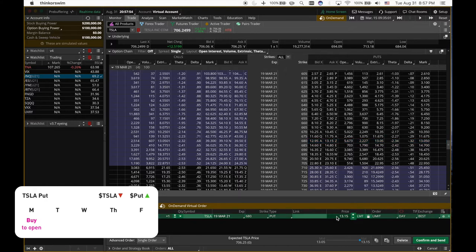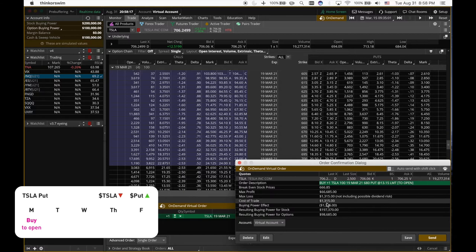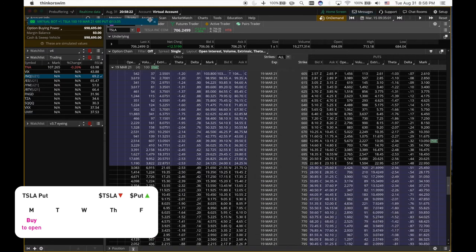So excited. I'm going to spend 13.15 times 100, which means 1.3K on buying this put option contract on Tesla with a strike price of 680. It's 1.3K because in option trading, if you remember from the other video, it always trades in a block of 100, so you have to times 100. As you can see, the cost of the trade is 1.3K, it's sent. Boom, I got it. So I bought the put.